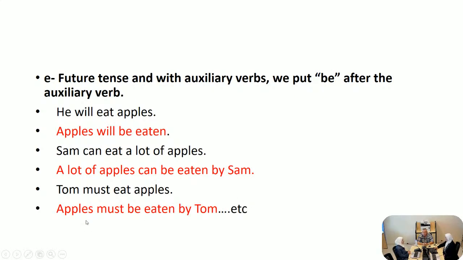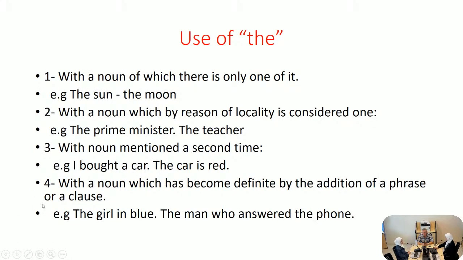Ms. Maha. With the future tense and with auxiliary verbs, we put be after the auxiliary verb. We will eat apples becomes apples will be eaten. Sam can eat a lot of apples. Here we have an auxiliary. A lot of apples can be eaten by Sam. Tom must eat apples. Apples must be eaten by Tom. So all auxiliaries take the same way.